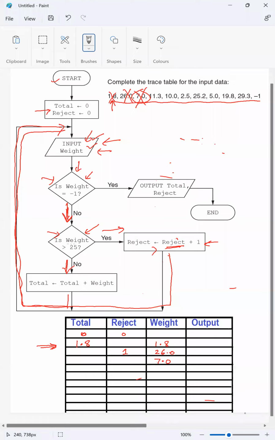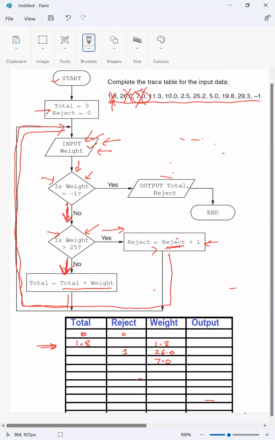So when we're doing this comparison, we're comparing weight with 25. We take a look at the trace table and we see the most recent value is 7.0. So we compare 7.0 with 25. Is 7.0 greater than 25? And the answer is no, right? And if the answer is no, we're going to come down here and we're going to update our total.